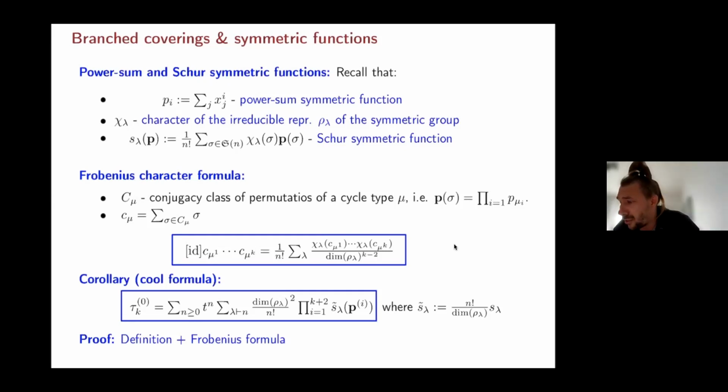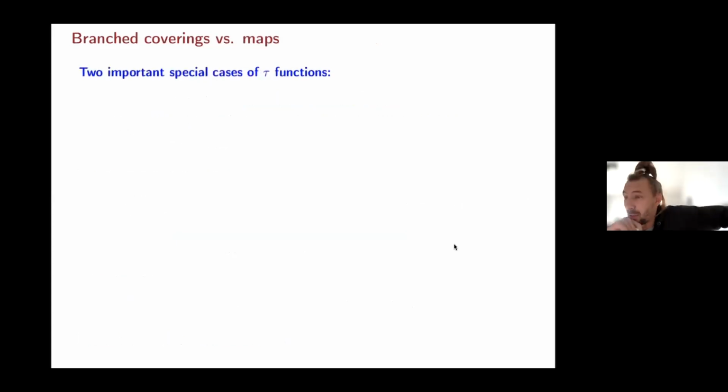It was not a discovery of Hurwitz. It was discovered much later. And this is the first connection between these branched coverings and the symmetric functions. But there are more interesting connections.